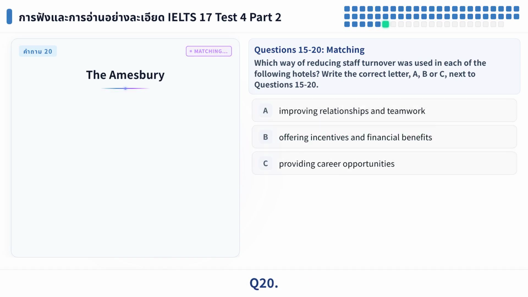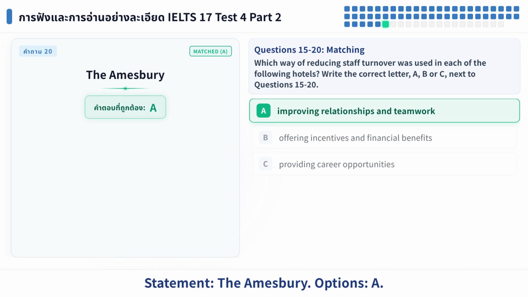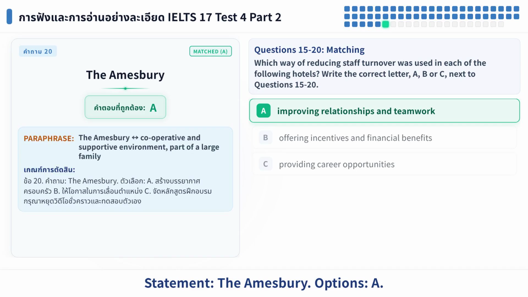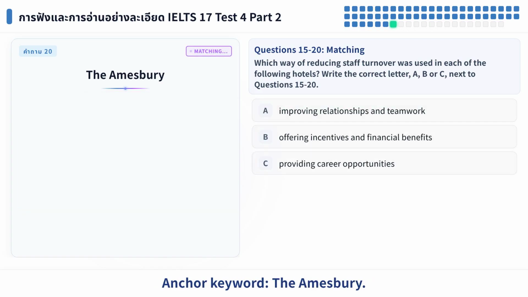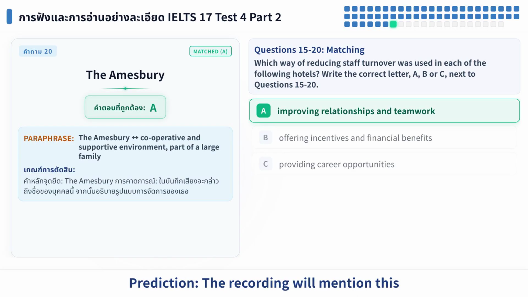Question 20. Statement: the Amesbury. Options: A, creating a family atmosphere. B, offering promotion opportunities. C, organizing training courses. Pause the video and try it yourself. Anchor keyword: the Amesbury. Prediction: the recording will mention this person's name, then describe her management style.